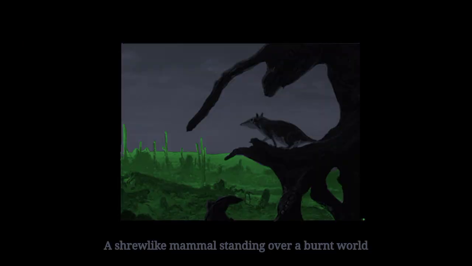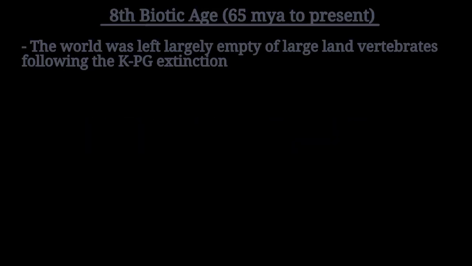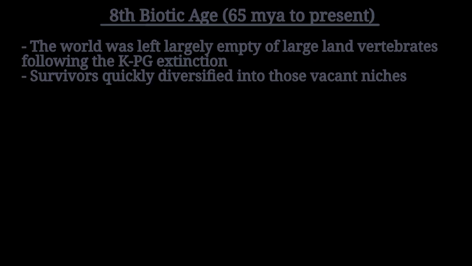True mammals likely evolved at the very start of the 7th biotic age. For the remainder of its duration, they were confined to minor roles. Their opportunity to become major players would only present itself following the KPG extinction. At the start of the 8th biotic age, almost all of the world's large land vertebrates were gone. Many of the niches they once occupied were left open for exploitation by the creatures that had survived the KPG extinction. Their diversification into those vacant niches occurred quickly.